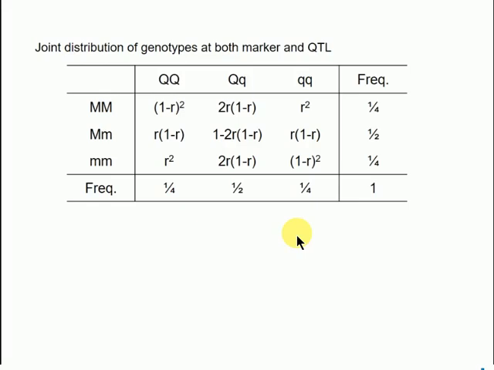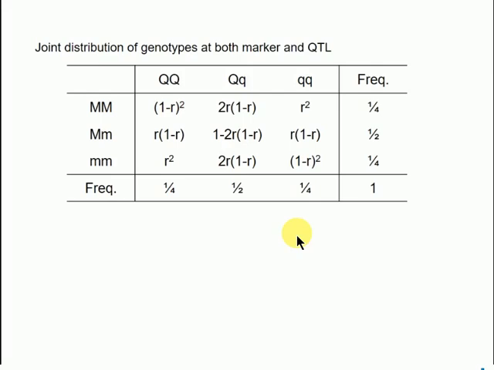For example, if an F2 individual has a marker genotype capital M, capital M, this individual has three possibilities to take one of the three possible QTL genotypes: capital Q capital Q, capital Q little q, little q little q. The degree of the possibilities depends on the recombination frequency between these two sites. The first one is (1 minus r) to the power of 2. The second possibility is 2r times (1 minus r). The third possibility is r squared.